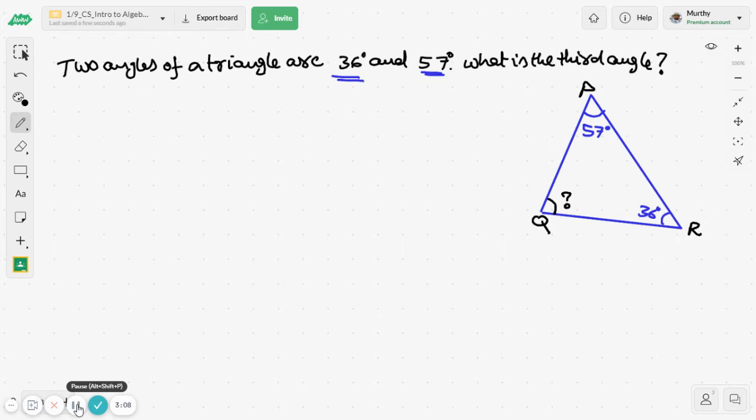What are your plans to solve this problem? So you just measure it with the protractor? No. Assume that the diagram is not given, then how are you going to solve it? Actually, here algebra comes into the picture. I'll explain one problem.